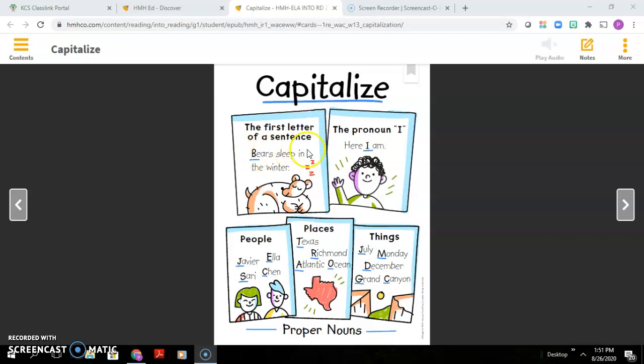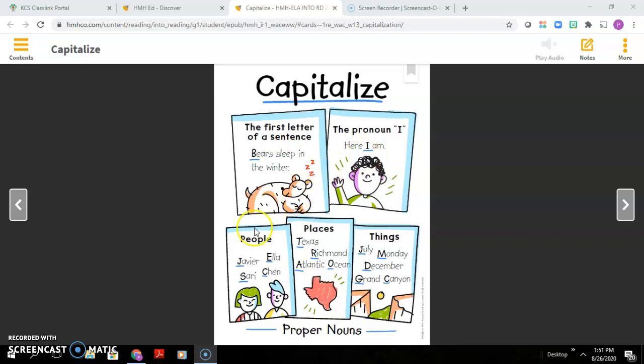The next thing you're going to look at is the pronoun I. A pronoun is a word that takes the place of a noun. And when you're talking about yourself, you often use the pronoun I, and it is always capitalized. Look at the example. "Here I am." Notice how the I is a capital letter.